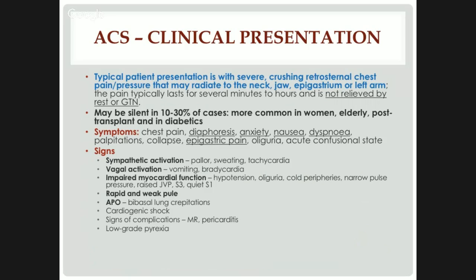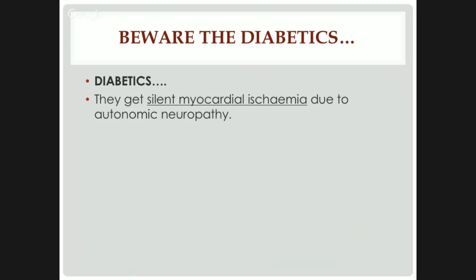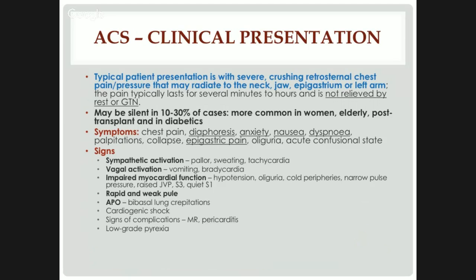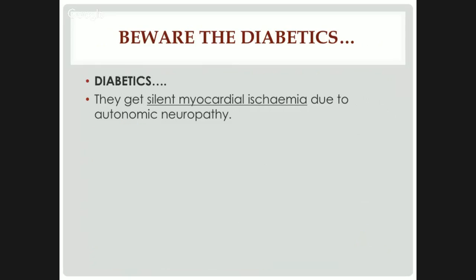So we've talked about the presentation for all of this spectrum of conditions being the same, with the severe crushing retrosternal chest pain. The one catch I want to highlight to you is diabetics. Diabetics are weird. So remember, your heart is innervated by autonomic nerves. Diabetics have autonomic neuropathy. So they might get silent myocardial ischemia, or it might present in a weird way. So it might not be your classical presentation. So beware of diabetics. In terms of your symptoms, symptoms are either related to cardiogenic shock or acute heart failure, which is the next part of the talk, or they're related to signs related to the symptoms.